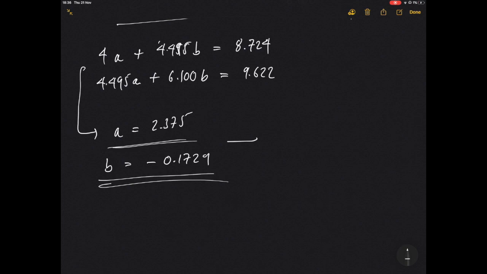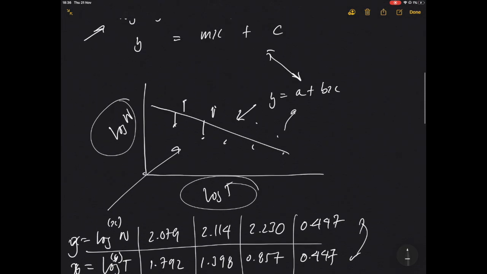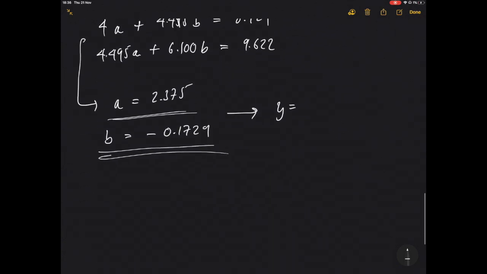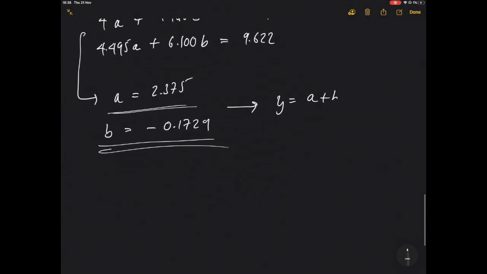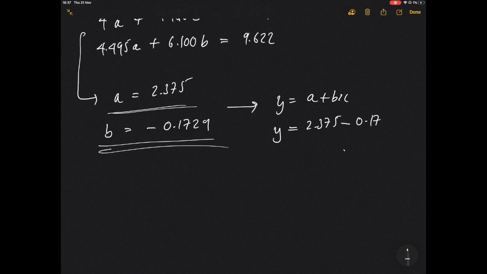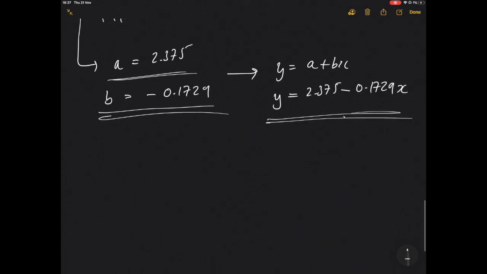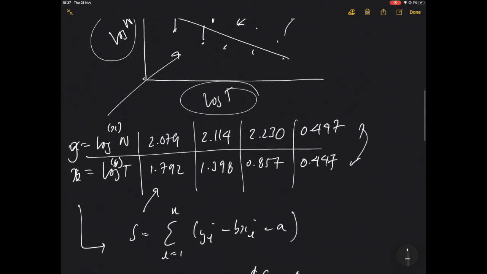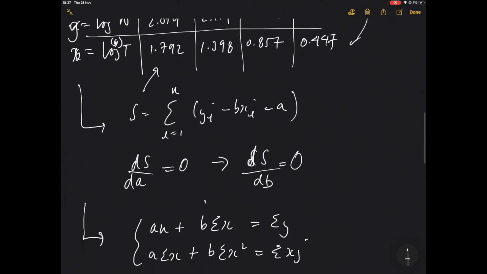Okay, so in the form of y equals, we have here our form of y equals a plus bx. Our equation now is y equals 2.375 plus, or minus even, minus 0.1729x. Okay, so great. So we've described the straight line. We've fitted the data to a straight line and we've described it.